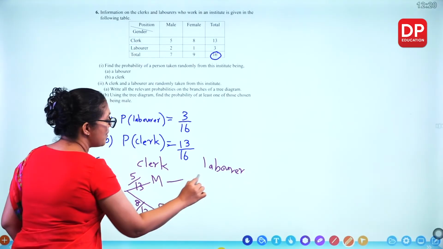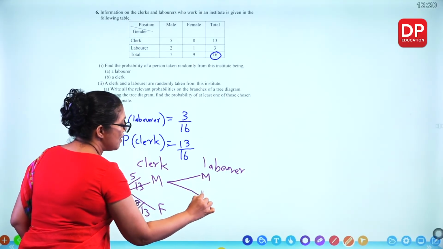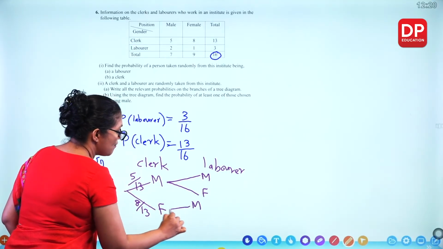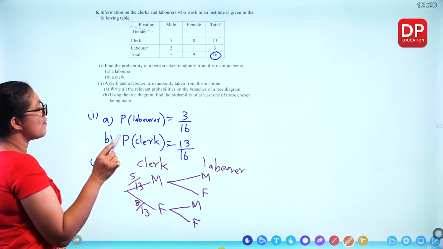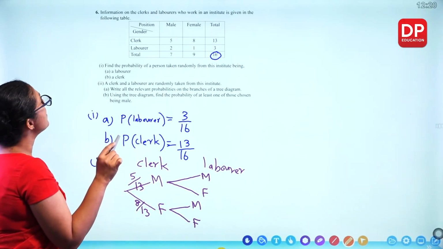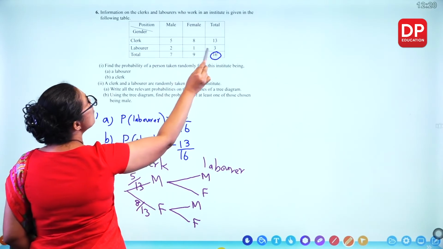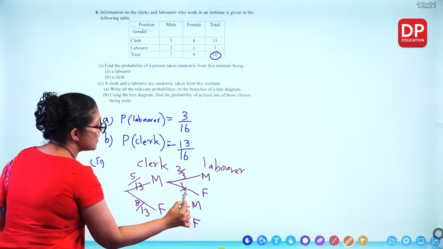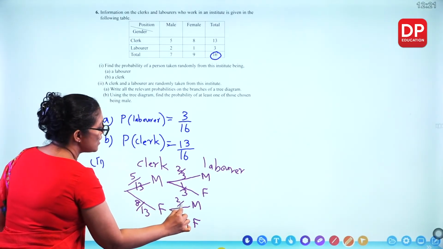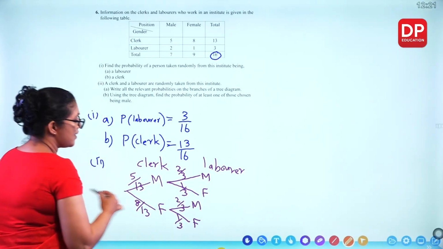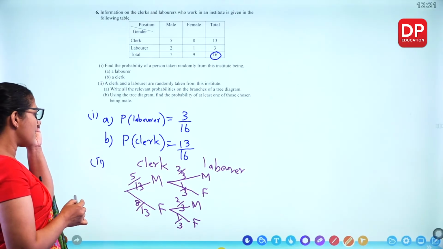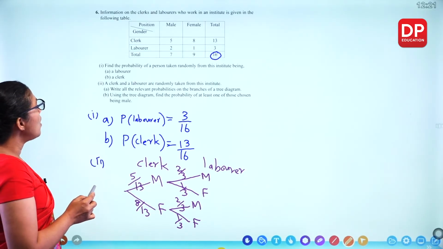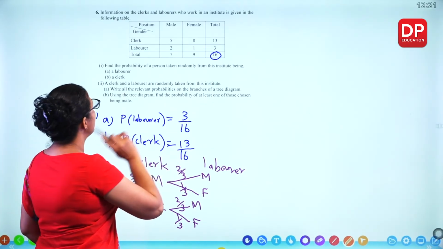Now we'll take laborers. Male, female, male, female. So what's the probability of getting a male laborer? 2 out of 3. Female is 1/3. So here again 2/3 and 1/3. So this is the tree diagram, and write all the relevant probabilities on the branches.